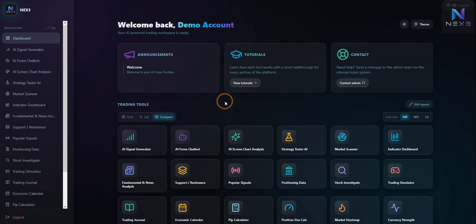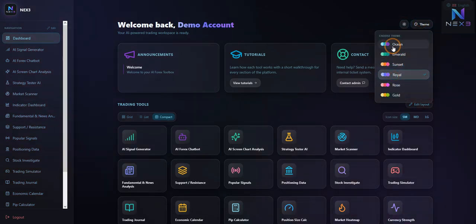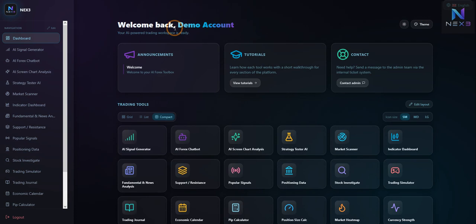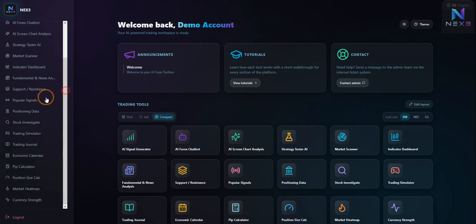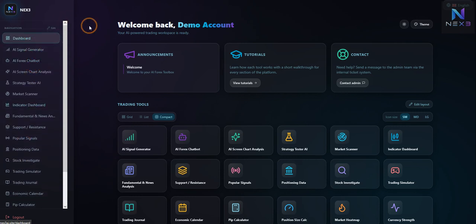When you log in, you are greeted with a personalized workspace, tailored specifically to your trading account. In the top right, our theme toggles allow you to switch between dark and light mode instantly, ensuring comfort during those long trading sessions. On the left, our intuitive sidebar houses the complete navigation for all 18 AI tools.